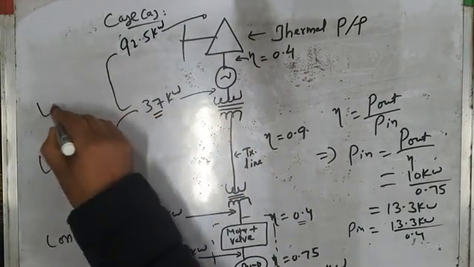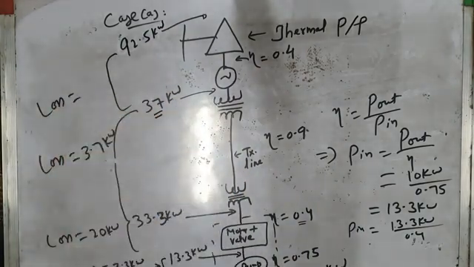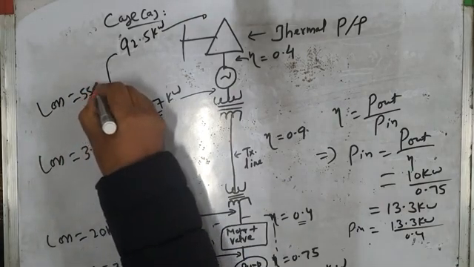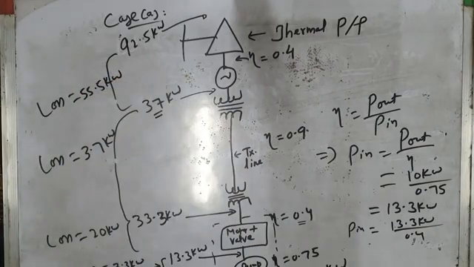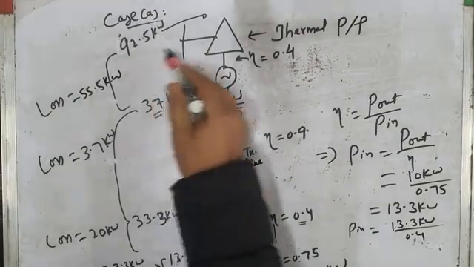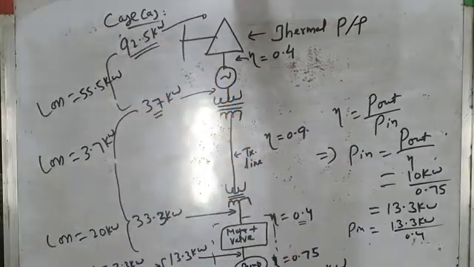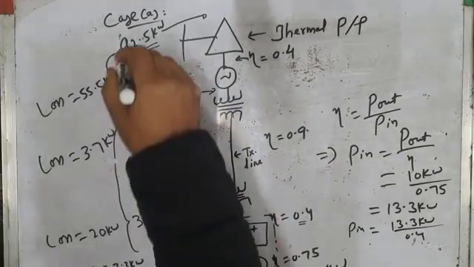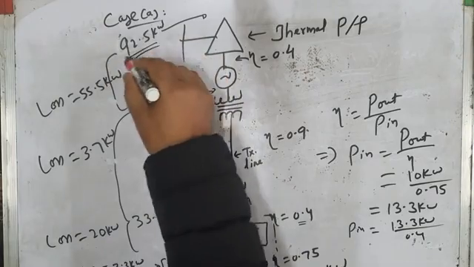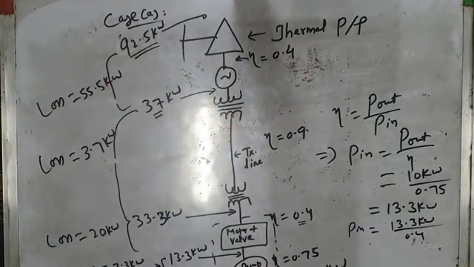So therefore, how much is the loss at the thermal power plant itself? Loss is a huge figure. It is 55.5 kilowatts loss. Huge power loss. Okay. So which means that for driving a pump with a power rating of 10 kilowatts, how much power you need to generate at the thermal power plant? 92.5 kilowatts. So the mechanical input to the thermal power plant has to be 92.5 kilowatts.